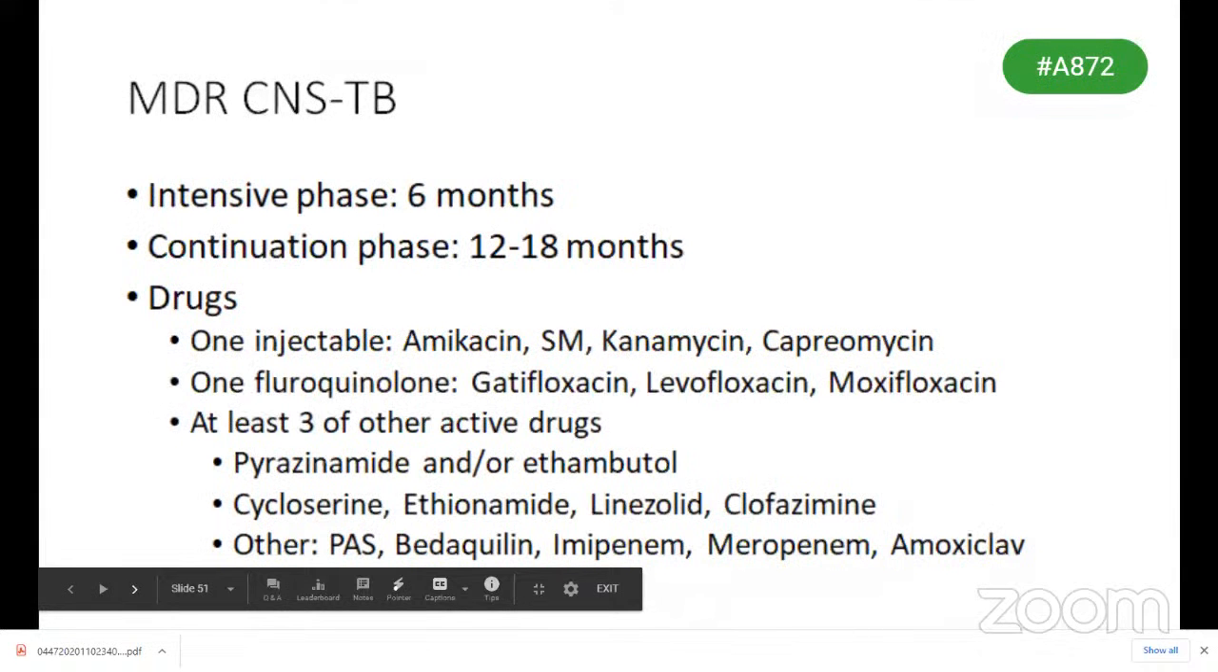So the intensive phase usually would last for 6 months. The continuation phase, which is in addition, would last for 12 to 18 months. So treatment may go for anywhere between 1.5 to 2 years.